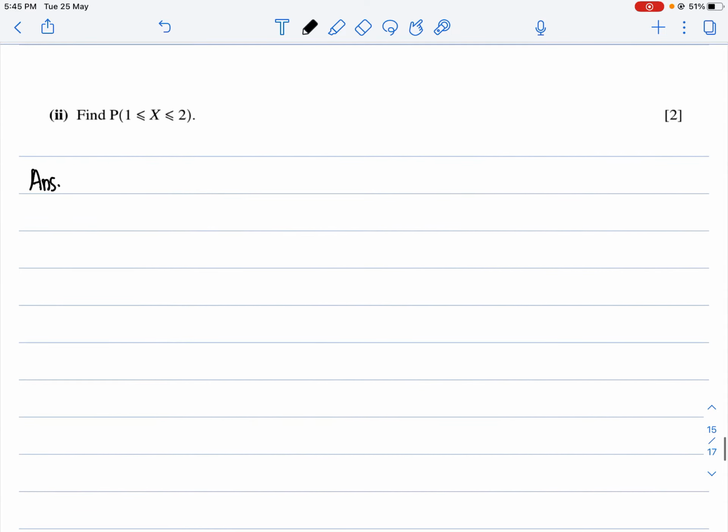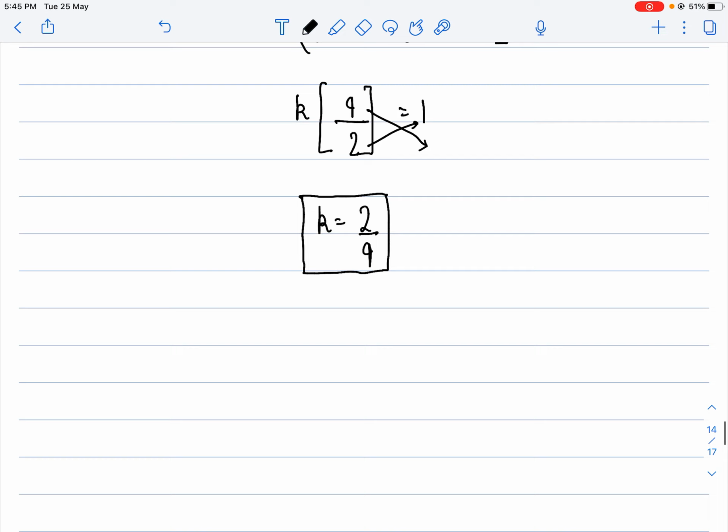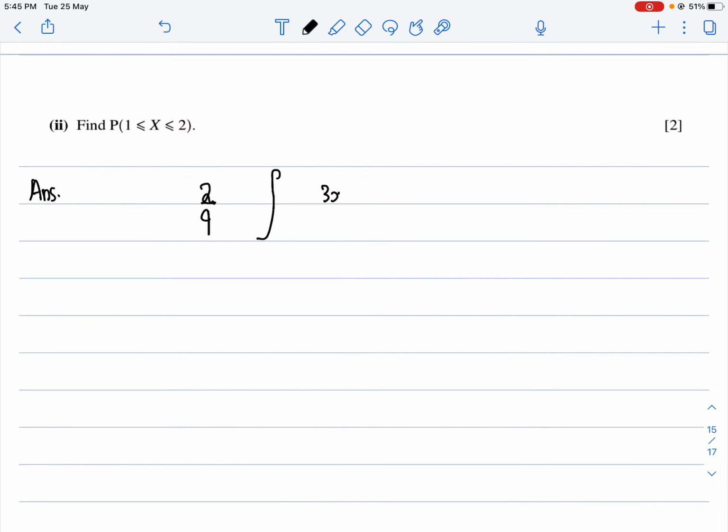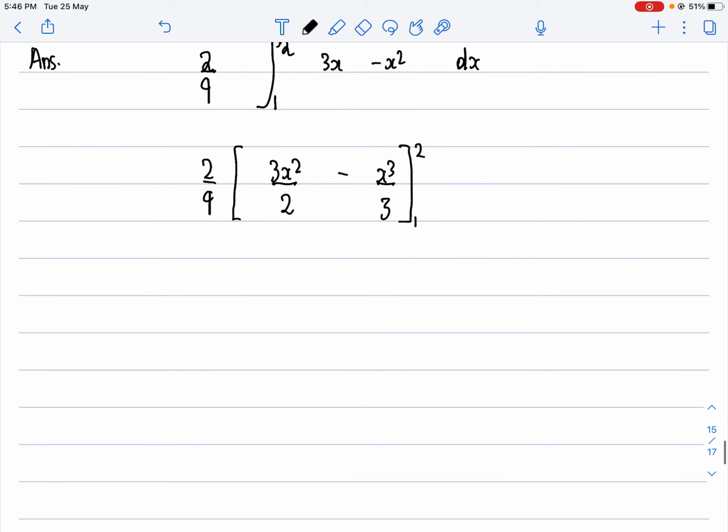Now, find the probability of 1 to 2. So we need to integrate the same function. I can keep k outside, which I know is 2 over 9 from part 1. And my function is 3x minus x square. Because we need the limits here, we write this as 1 and 2 dx. So now I can write this as 2 over 9 times the integration of 3x, which is simply 3x square by 2 minus x cube by 3, with the limits 1 and 2. So first I'll put the limit 2.